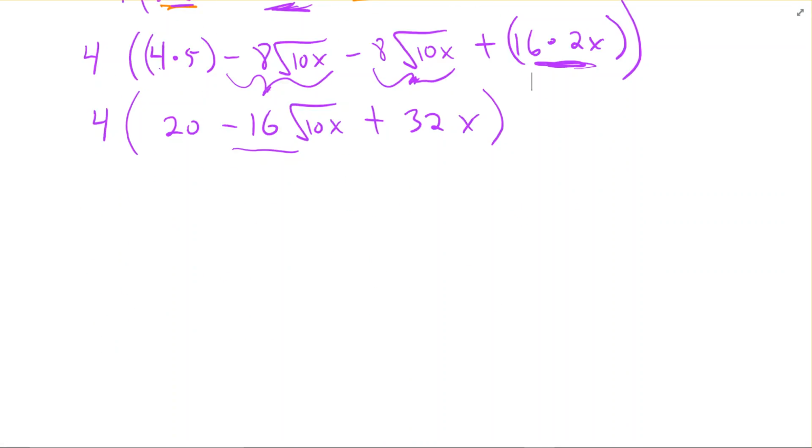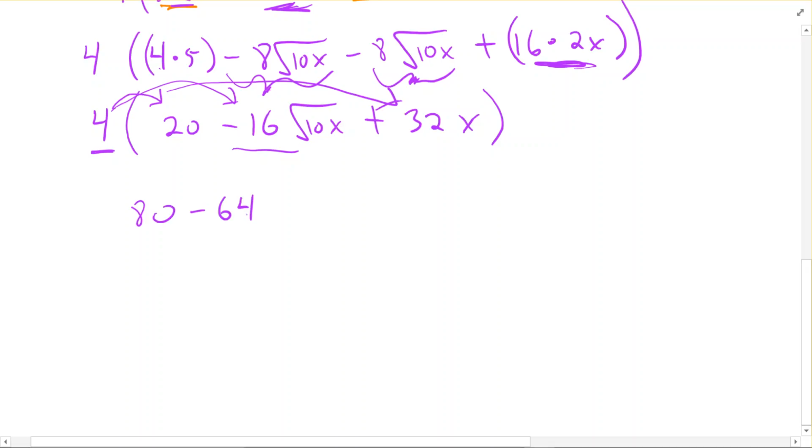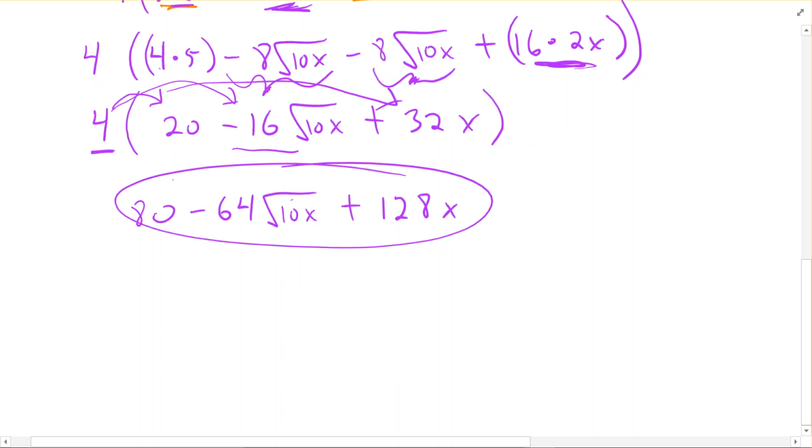Okay, now we're at this point. Now that pesky 4 out front, we just need to distribute it into everything else. So it's going to be 4 times 20, 4 times negative 16, 4 times 32x. So 4 times 20, that's 80. 4 times negative 16, negative 64 times that root 10x, plus 4 times 32, 128x. And that's it. That would be your answer there.